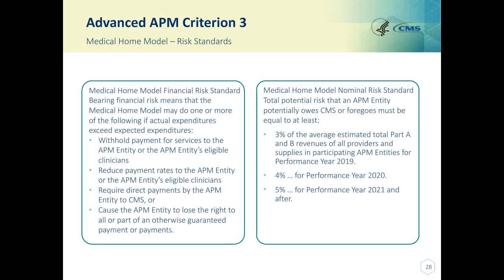For the medical home model nominal risk standard, the total potential risk that an APM entity potentially owes CMS or foregoes must be equal to or at least 3% of the average estimated total Part A and B revenues of all providers and suppliers in participating APM entities for performance year 2019. So again, 3% of the average estimated total Part A and B must be at risk to forego or owe. And then 4% moving into performance year 2020 and 5% for performance year 2021 and after.